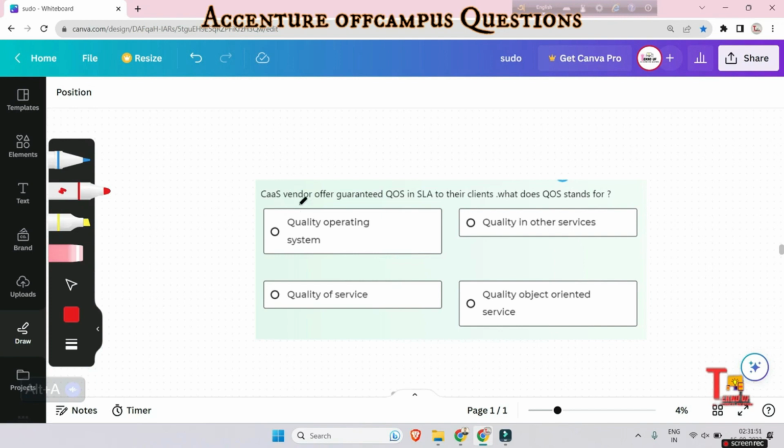So this question is, CaaS vendors offer guaranteed QoS in SLA to their clients. What does QoS stand for? QoS means quality of service, right? Quality of service is a set of technologies that work on a network to guarantee its ability, right? So the answer will be quality of service. These are not possible, right?